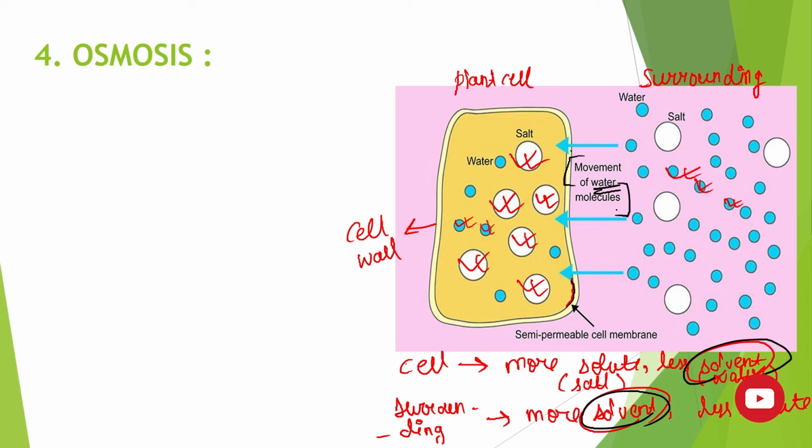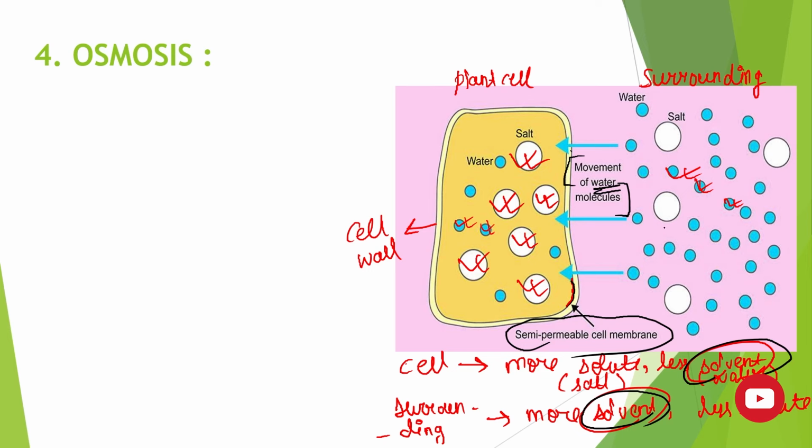Water molecules or solvent molecules. Transfer of molecules or solvent molecules, you can say. To be precise, you have to mention solvent molecules in the definition when you are writing it in your exam. So osmosis is a process in which transfer of water molecules takes place from a region of higher concentration to a region of lower concentration across a semi-permeable membrane.